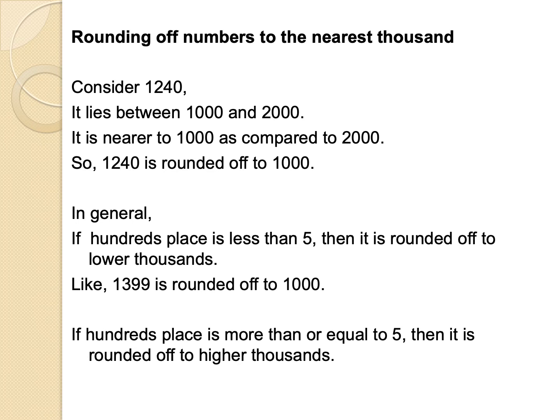If hundreds place is more than or equal to 5, then it is rounded off to higher thousands. Like 2810, it is rounded off to 3000 because in hundreds place we have 8 which is greater than 5, so it is rounded up.